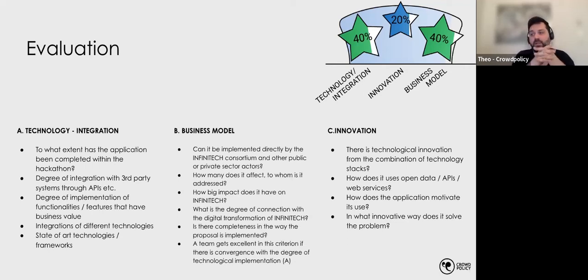The second one is the business model. So how we can use that to implement your idea directly in the consortium of Inifinitech. As I said, there are, I think, like 40 partners in this, and of course, any other public or private sectors. We are looking at what issues it addresses, and what impact it has on the communities around us. What is the degree of connection with the digital transformation as we described earlier in the fintech way.